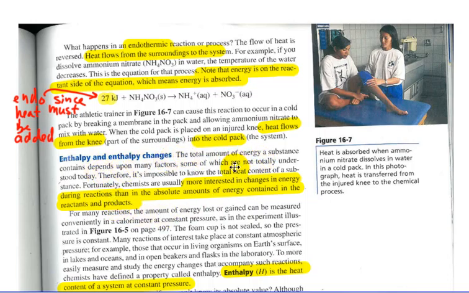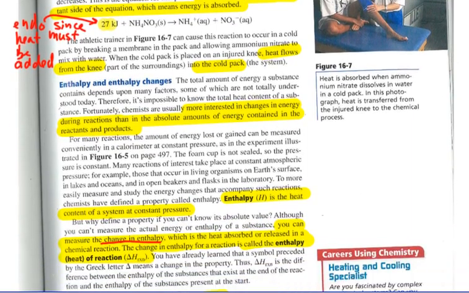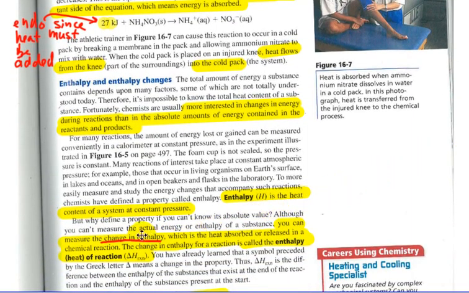Enthalpy and enthalpy changes. The total amount of energy a substance contains depends upon many factors, some of which aren't fully understood. And of course, we're more interested in changes in energy during reactions than the absolute amounts of energy contained in reactants and products. So I use that word enthalpy. What that really means is the heat content of a system at constant pressure. And of course, we're looking at changes in enthalpy. So as a reaction happens, how much energy is released or how much energy is absorbed.